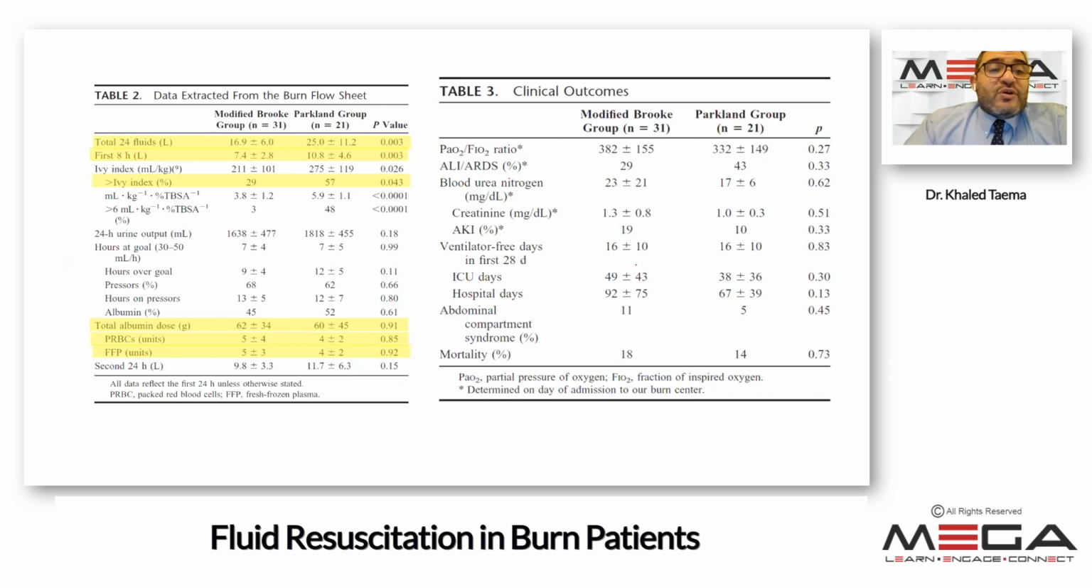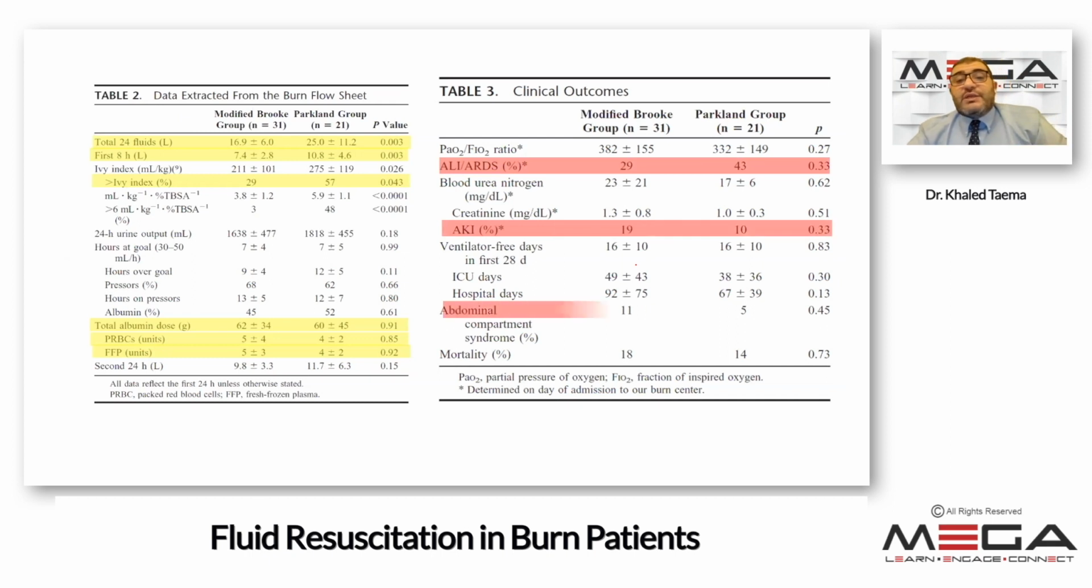The incidence of achieving what's called the AV index, which we will discuss later, reaching a volume of 250 milliliter per kg of volume resuscitation, was significantly higher with the use of the Parkland formula. But actually, these differences did not translate into any effect on the clinical outcomes in terms of the development of ARDS, acute kidney injury, abdominal compartment syndrome, and mortality.